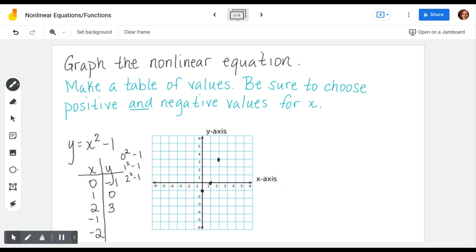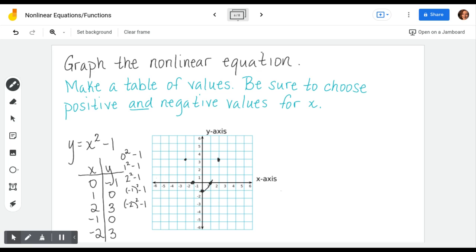If I put in a -1, now -1 squared is still a positive 1. Positive 1 minus 1 is 0. So that's a matching one right here. It makes it like I've got a line of symmetry. It's symmetric on the left and the right. If I put in a -2, -2 squared is 4. 4 minus 1 is 3. So I have a point at -2, 3.